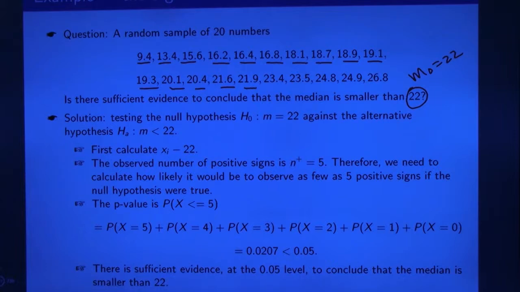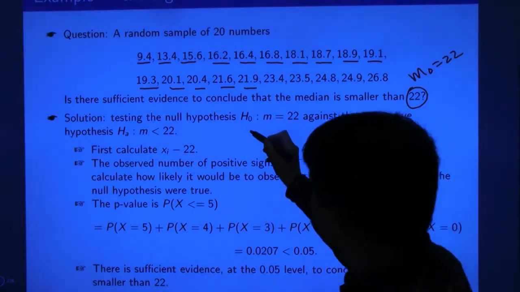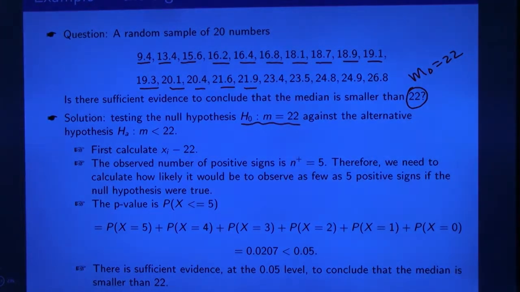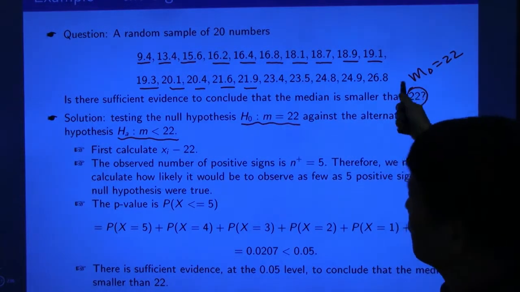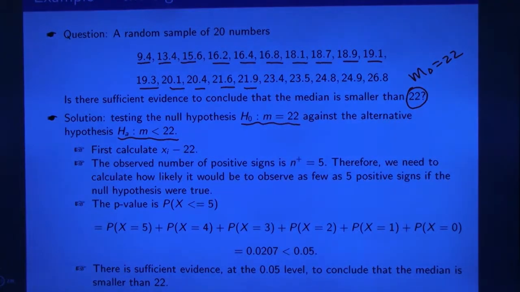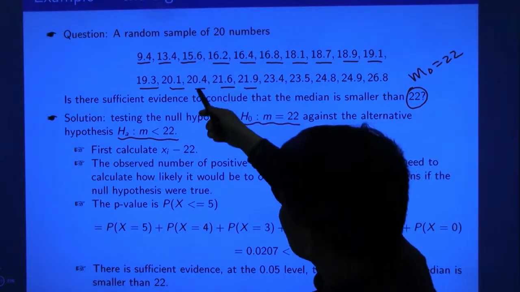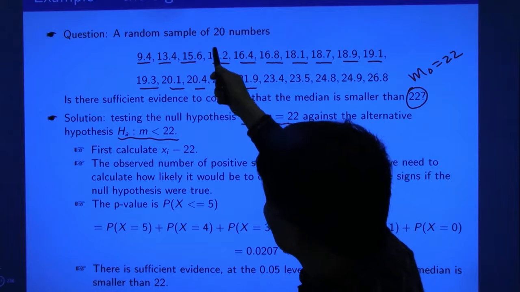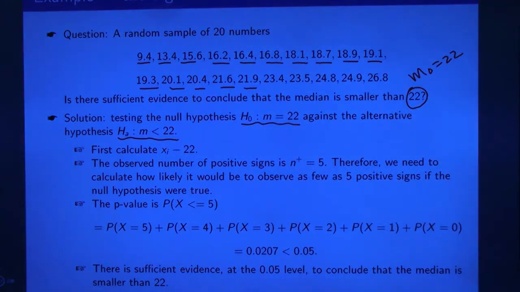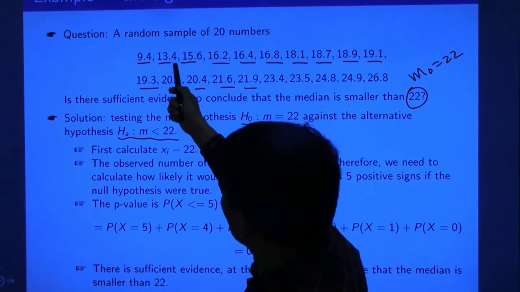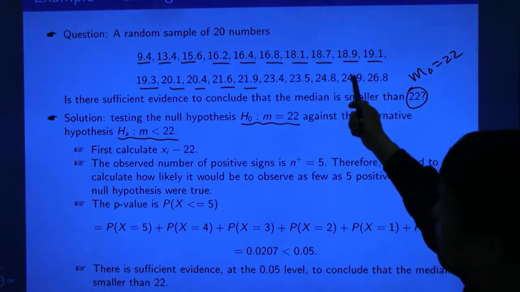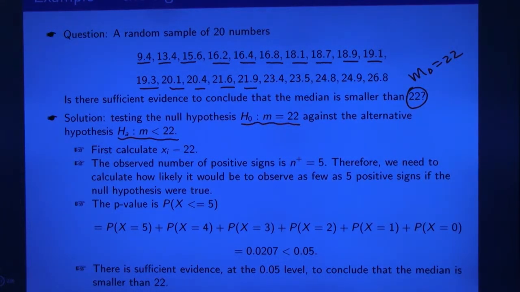As we said, first we need to state the hypothesis. H0: M equals 22. And HA, what we want to test, is that the median is smaller than 22. So HA is M less than 22. Step 1 is that, from this set of data, we take each value and subtract M0, which equals 22. So this one minus 22, this one minus 22, all 20 numbers, minus 22.